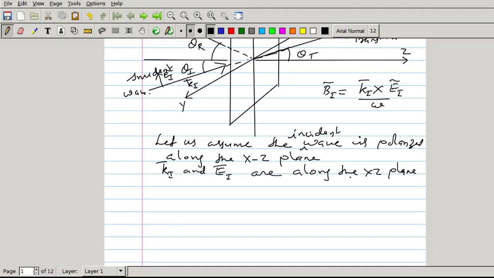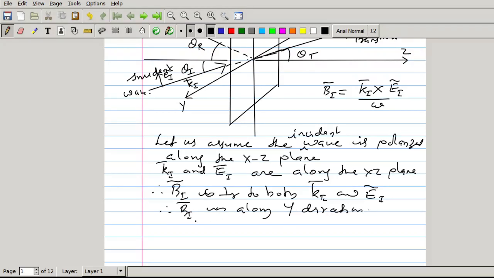If ki and Ei are along the xz plane, then what about the magnetic field vector? It should be perpendicular to ki and Ei. So the magnetic field Bi is perpendicular to both ki and Ei. That means if ki and Ei are along the xz plane, the magnetic field should be perpendicular to the xz plane. The direction perpendicular to the xz plane is y. Therefore Bi is along the y direction.